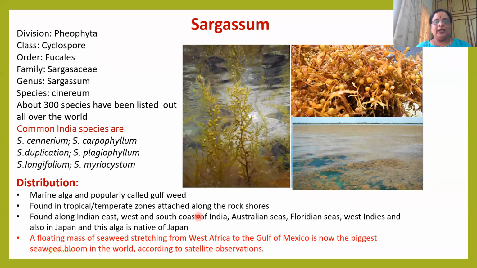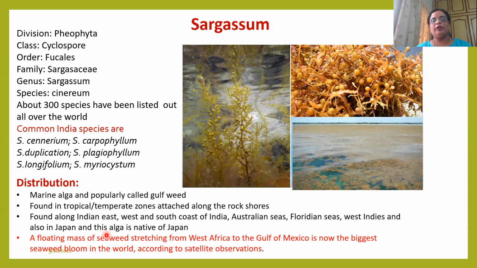And in India, as I was mentioning, you can find them on the east as well as the west and south coast. And even in Australian seas, you can find them, in Floridian seas, the West Indies, and also in Japan. So this is an algae which is native to Japan. So here we understood that this is an organism or algae which belongs to the division Phaeophyta, and you have 300 species of sargassum.